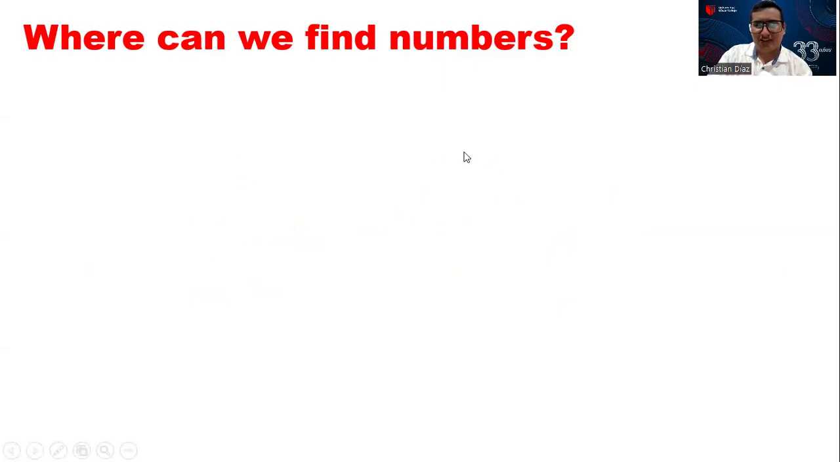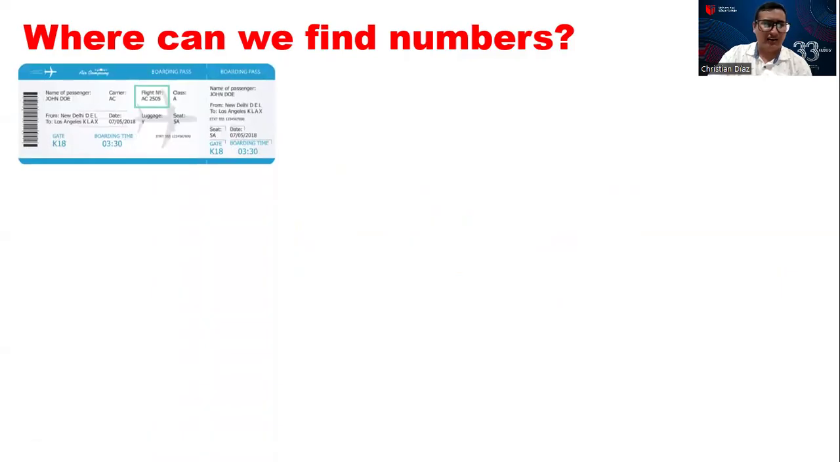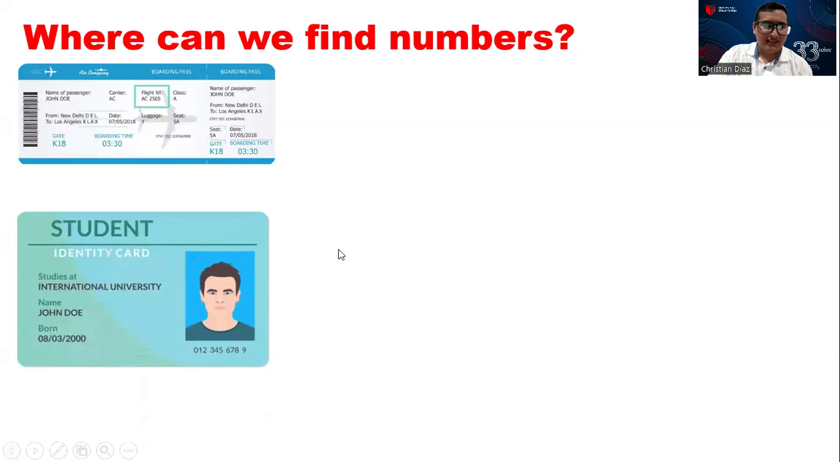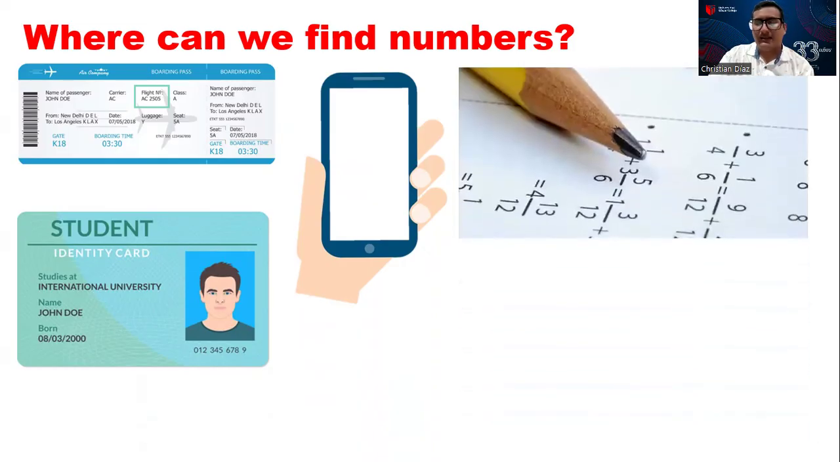I can see some answers in the chat. Yes, that's right. For example, here has numbers, right? A boarding pass. On your flight at the airport, we can find numbers. ID card, yes, it has a number. 8 numbers, right? Cell phones. When we want to keep in touch with someone, we ask for her or his cell phone number, right? Maths.